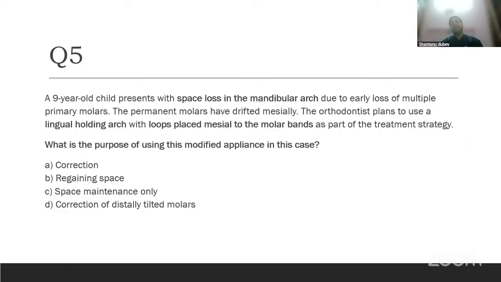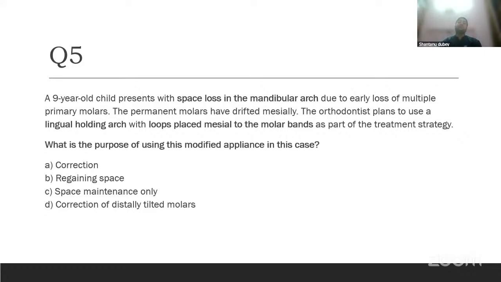I put this question because it gives you a lot of hints for various other questions that may be asked. A 9 year old child, space loss, multiple molar loss, you have to think about the lingual arch, because the lingual holding arch takes its anchorage, its support, from the erupted incisors. The patient is 9 years old, so the incisors have already erupted. That is the first hint. Second hint, multiple primary molars are lost, so you can't put a band and loop either. You have to rely on something else.